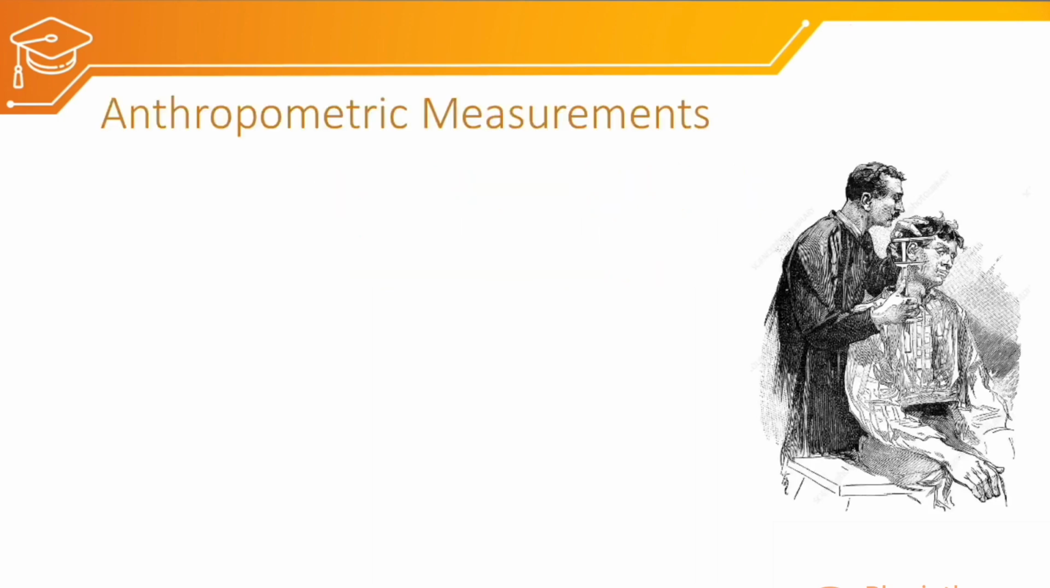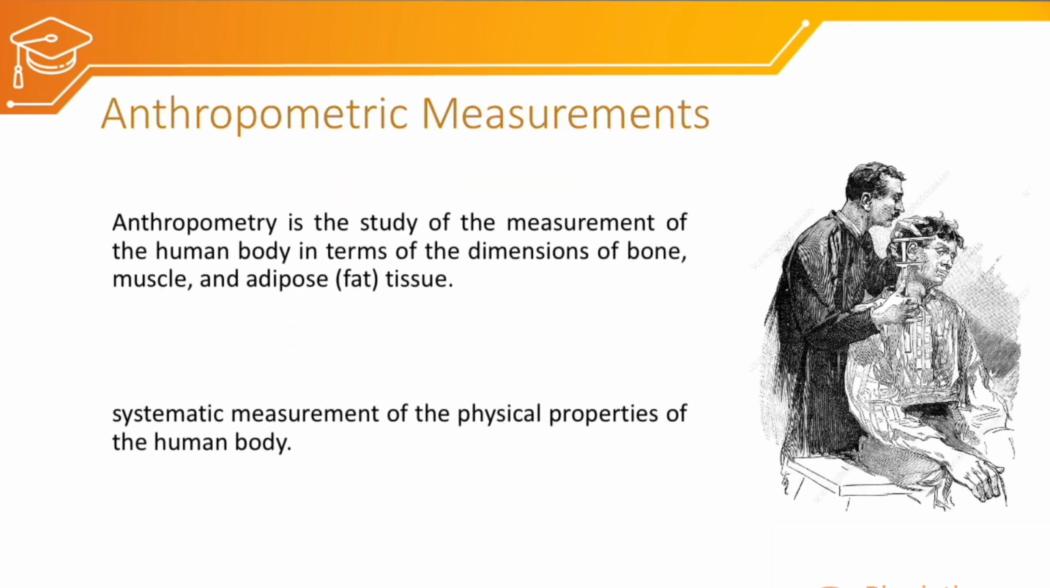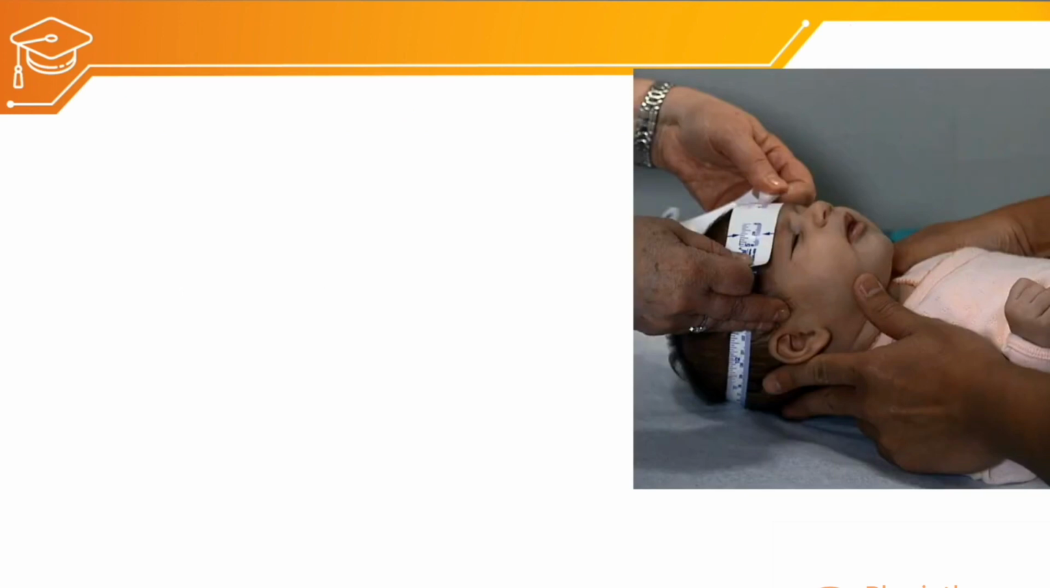Anthropometric measurement is the study of measurement of the human body in terms of the dimensions of the bone, muscles and adipose tissue. It is a systematic measurement of the physical properties of the human body, where we take the data of the length and breadth of the body parts and record it for our clinical practice as well as for research.